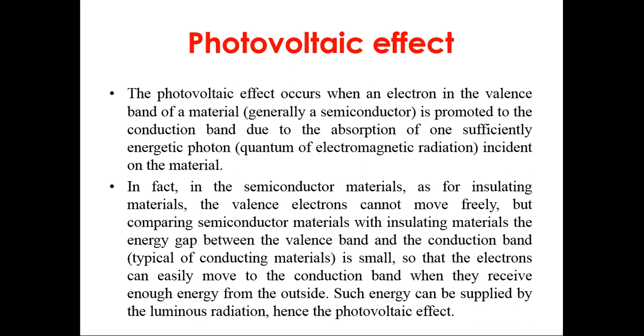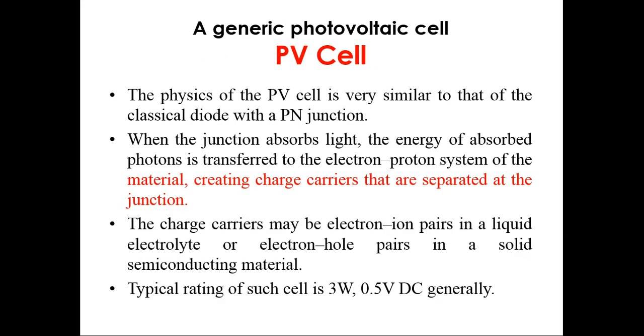In comparison with insulating materials, in a semiconducting material the energy gap between the valence band and the conduction band is small, so that the electron can move easily to the conduction band when it receives energy from the outside. Such energy can be supplied by luminous radiation, that is the radiation of the sun. Hence this effect is known as the photovoltaic effect.